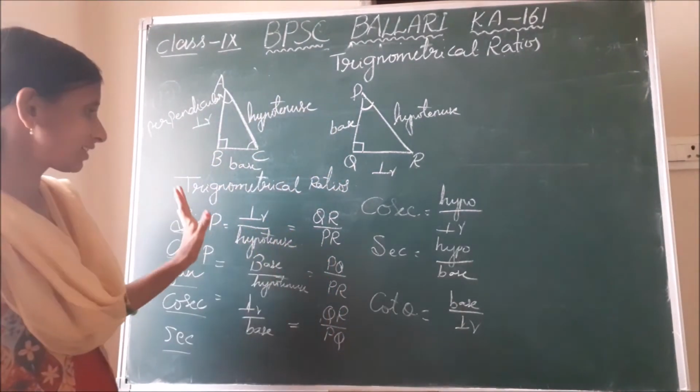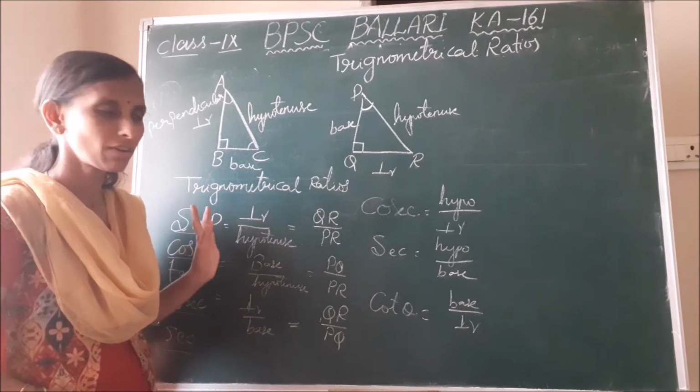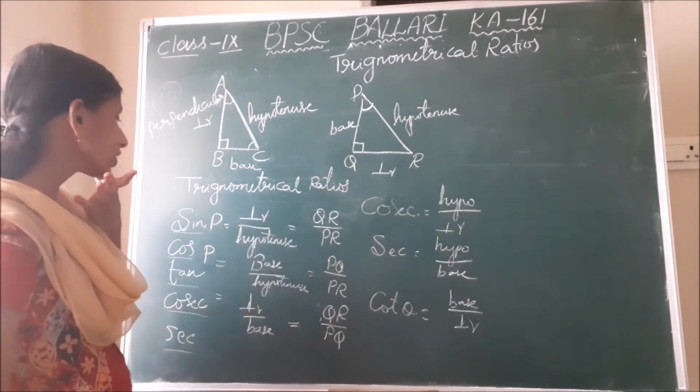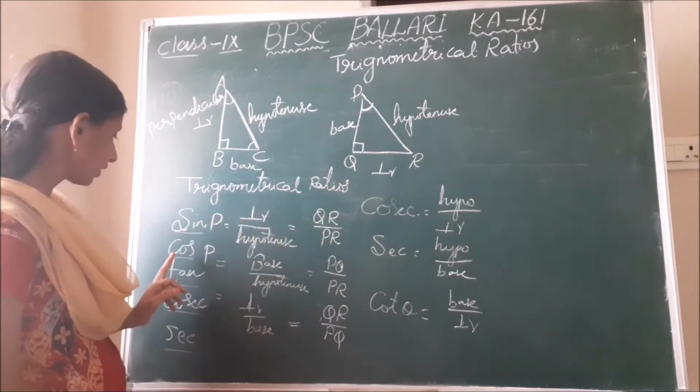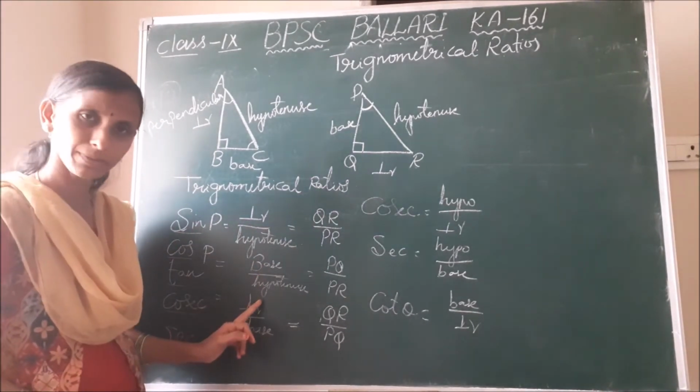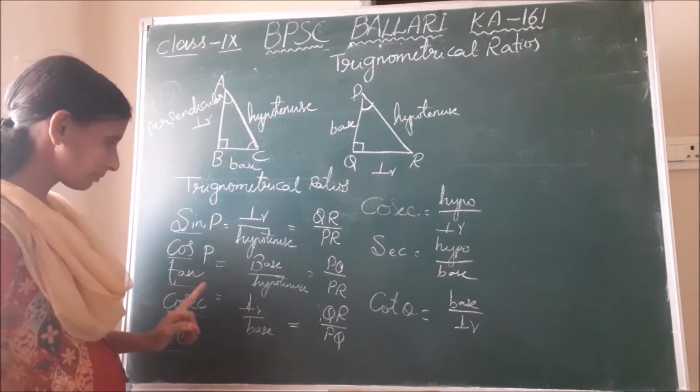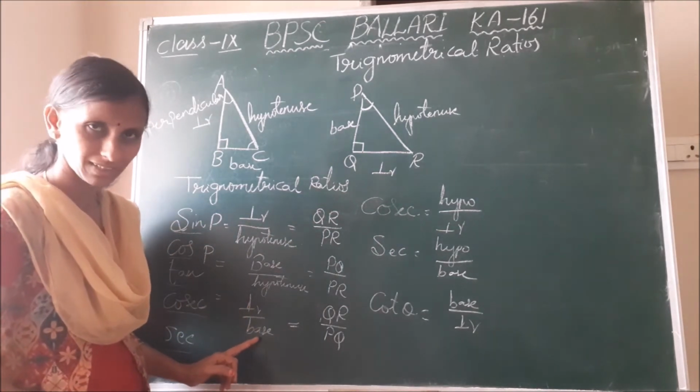See, these things you have to remember. If not, you can't do this. Okay, so sin means perpendicular by hypotenuse. Cos means base by hypotenuse. Tan means perpendicular by base.